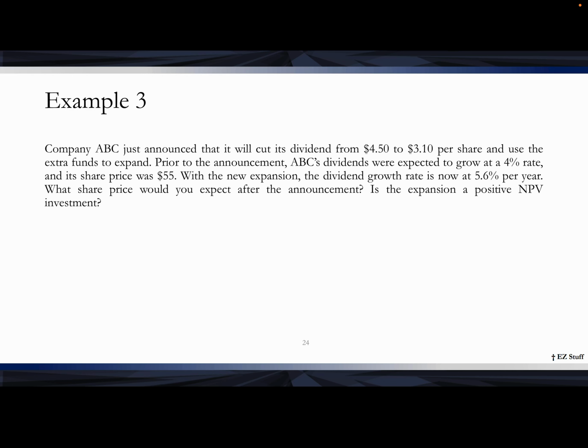Example 3. Company ABC just announced that it'll cut its dividend from $4.5 to $3.1 per share and use the extra funds to expand. Prior to the announcement, ABC's dividends were expected to grow at a 4% rate, and its share price was $55. With the new expansion, the dividend growth rate is now at 5.6% per year. What share price would you expect after the announcement? And is the expansion a positive NPV investment?